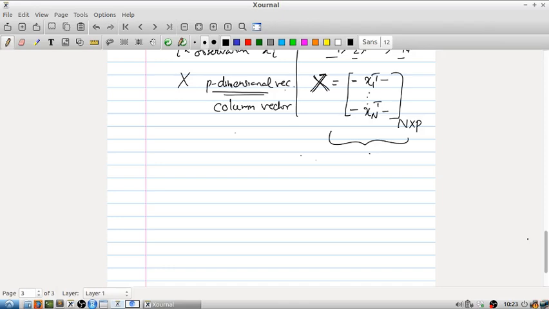So we introduce this notation. Similarly, let me introduce the notation for y. I'm going to use capital Y to represent the output variable if it is quantitative, and I'm going to use capital G to represent a qualitative variable.